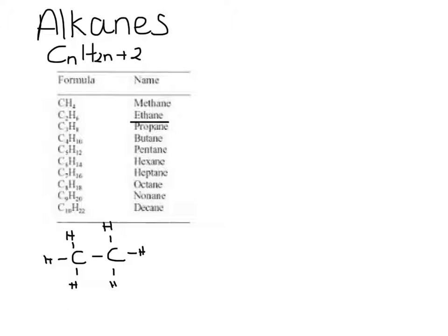Now when it comes to naming alkanes, it is very simple. The first part of it has to relate to how many carbons there are. So in the case of the number 10, 10 means dec. So you've got your dec, and the ane at the end is signifying a single bond. So all the 10 carbons that are bonded together are bonded by single bonds. So it's called decane.